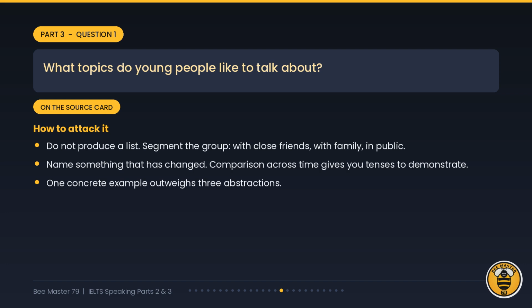What topics do young people like to talk about? Do not produce a list. Segment the group: with close friends, with family, in public. Name something that has changed. Comparison across time gives you tenses to demonstrate. One concrete example outweighs 3 abstractions.